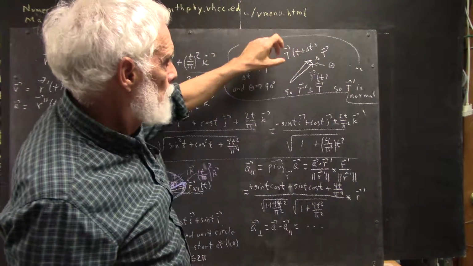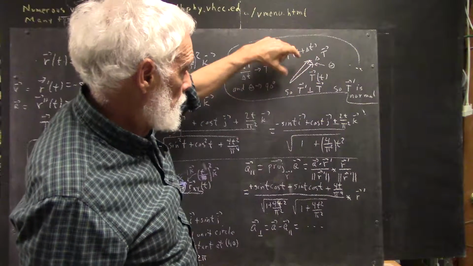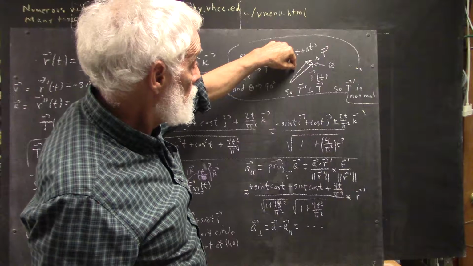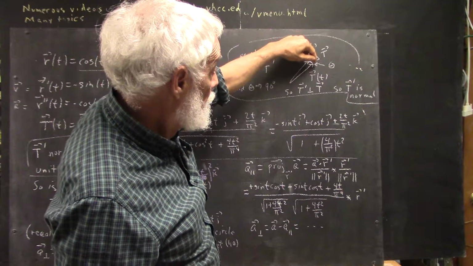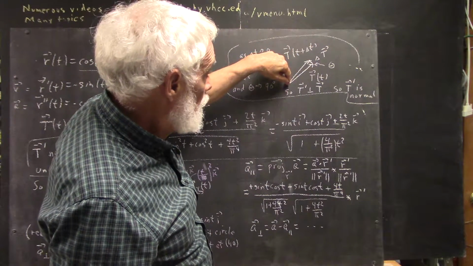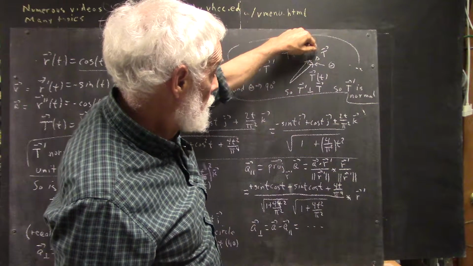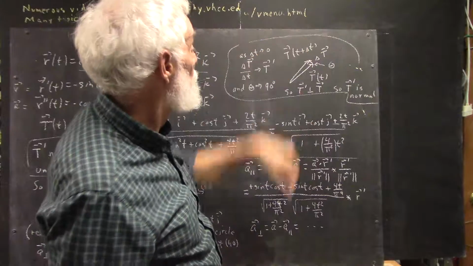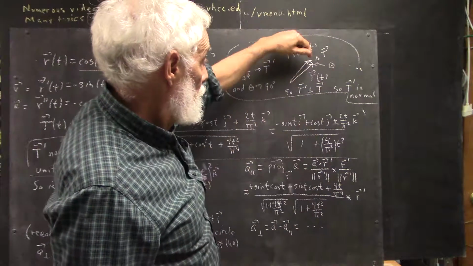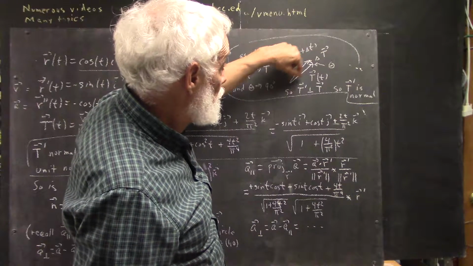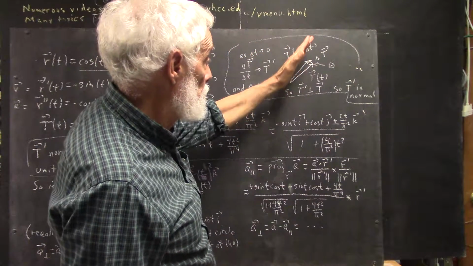Okay, and we're talking about a small change in the parameter so that these vectors are relatively close together. Okay, the change is this vector here because, of course, if you take the T of t vector and add the change in the T vector, you get the new T vector. So this vector represents this vector minus this vector.